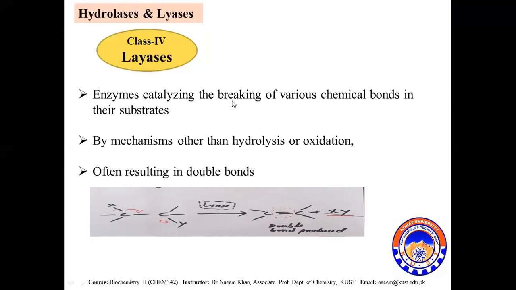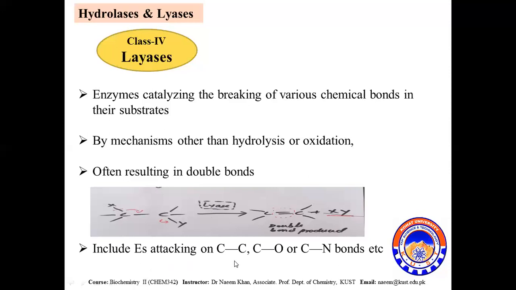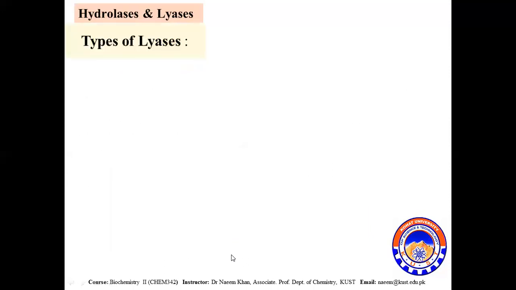Lyase enzymes are those which cause bond breaking in the substrate, but the mechanism is different from hydrolysis and oxidation. This is not hydrolysis nor oxidation, and this usually results in double bond formation in the substrate. The enzymes in this class usually break carbon to carbon bonds, carbon to oxygen bonds, or carbon to nitrogen bonds. So the important types are those which catalyze the breaking of carbon to carbon, carbon to oxygen, or carbon to nitrogen bonds.